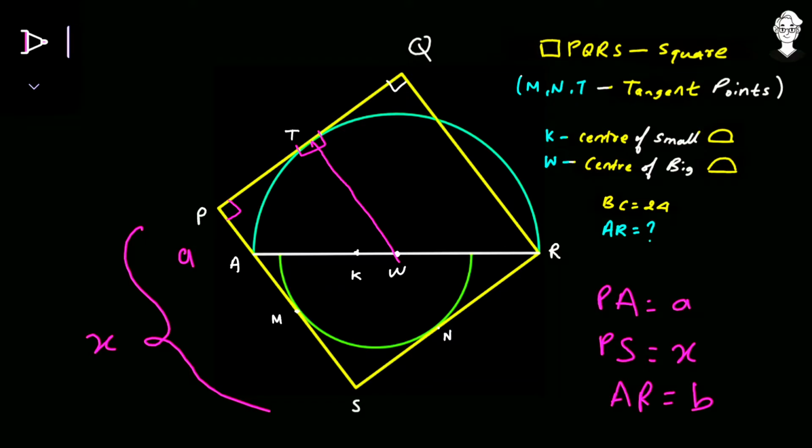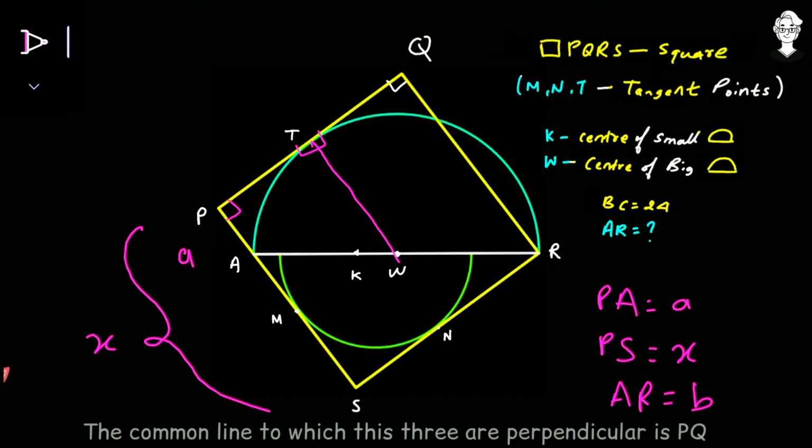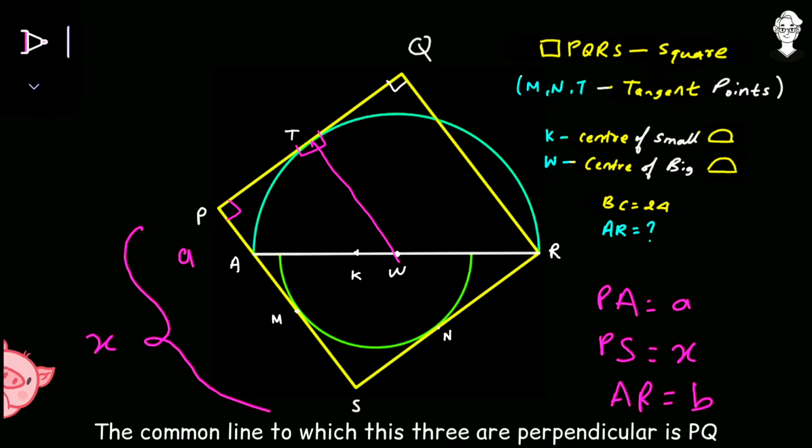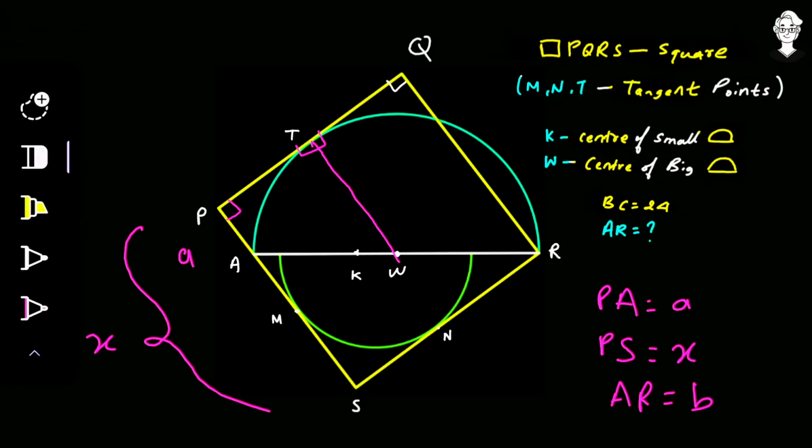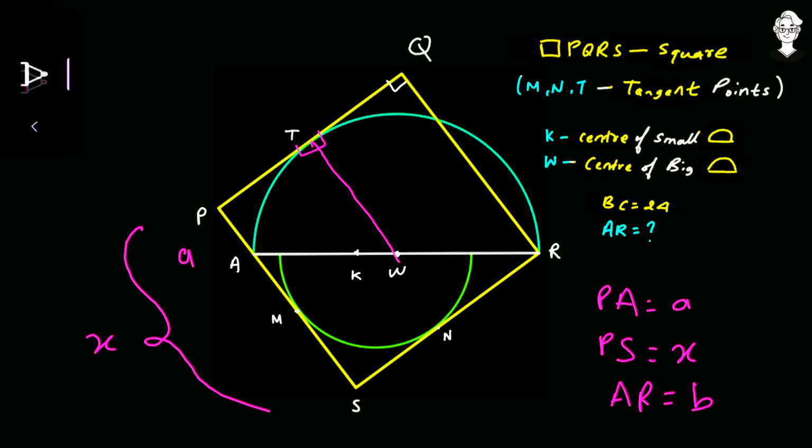Now what I can observe is that there are three parallel lines because of the perpendiculars. That is, this line is parallel to this line is parallel to this line because of this perpendicular and this perpendicular. If three lines are perpendicular to the same line, that's PA is perpendicular to PQ, TW is also perpendicular to PQ, and QR is also perpendicular to PQ. So yes, these three lines are parallel. Now what I will do is join the diagonal of this square, from point P to point R.